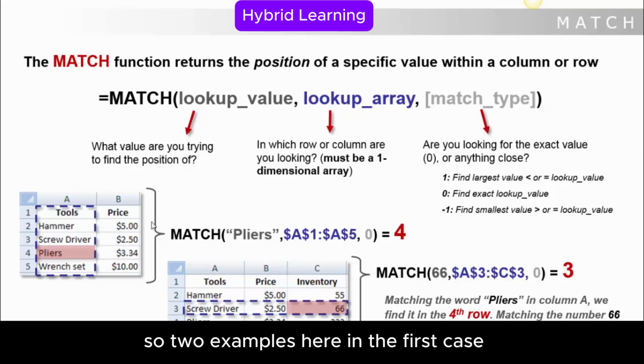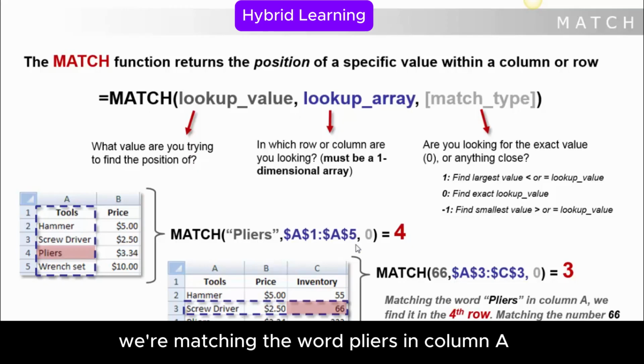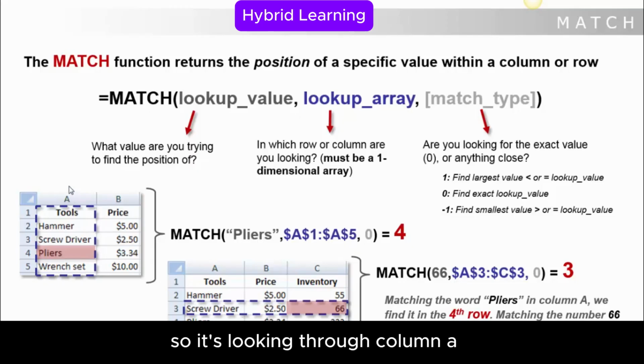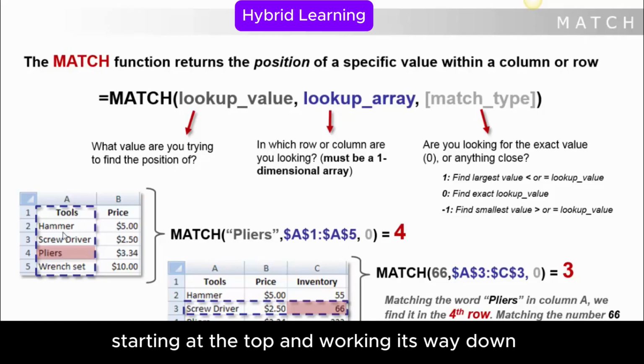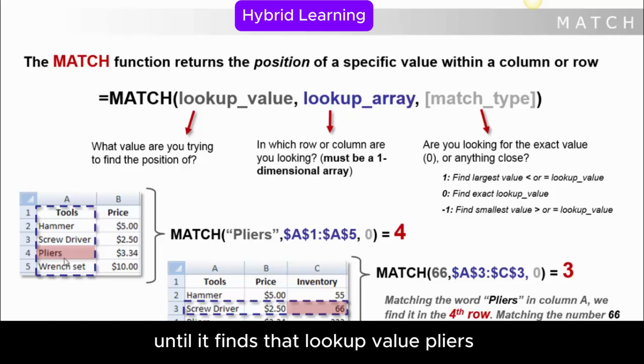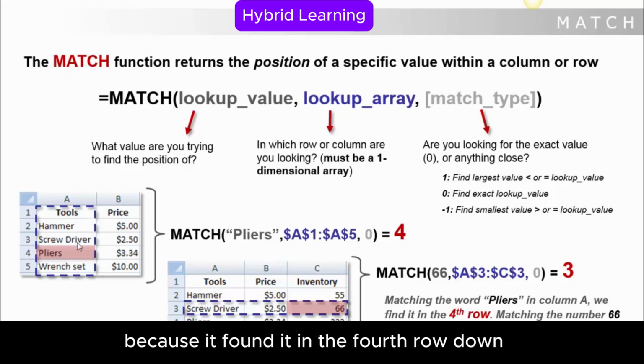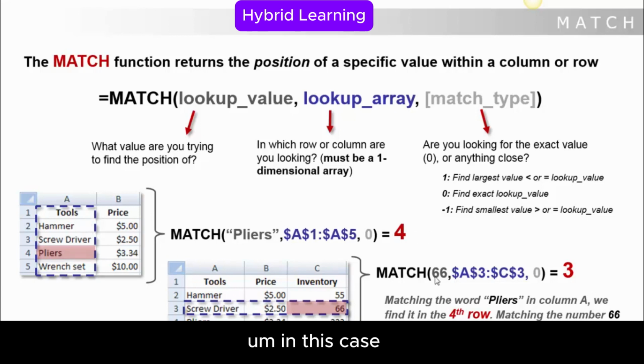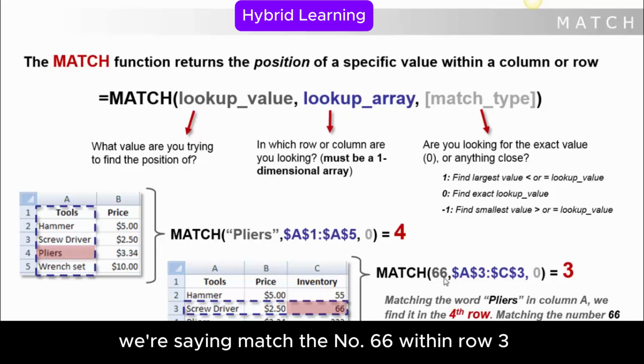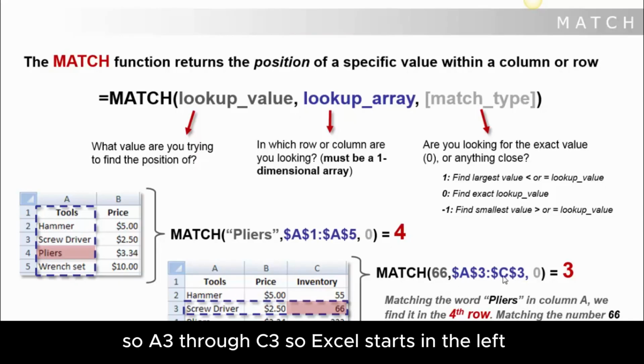So 2 examples here. In the first case, we're matching the word pliers in column A. So it's looking through column A, starting at the top and working its way down until it finds that lookup value, pliers, and returns 4 because it found it in the 4th row down. In this case, we're saying match the number 66 within row 3, so A3 through C3.